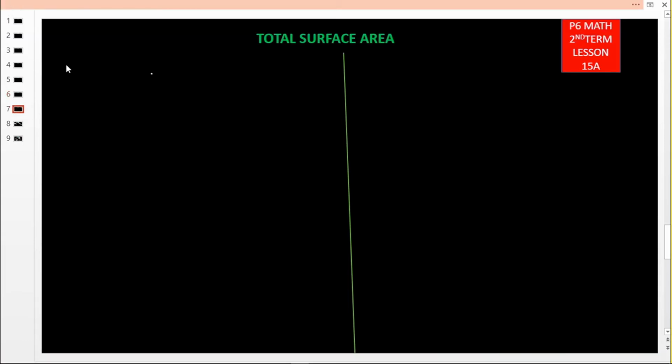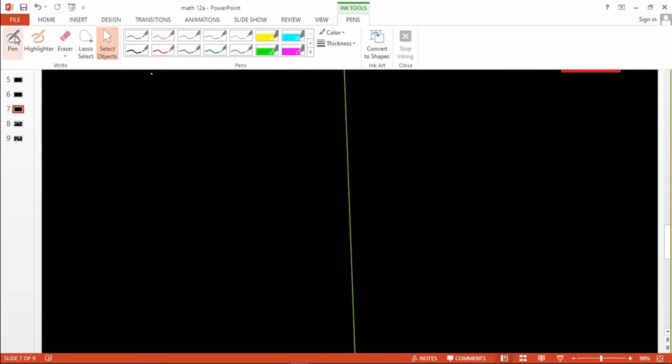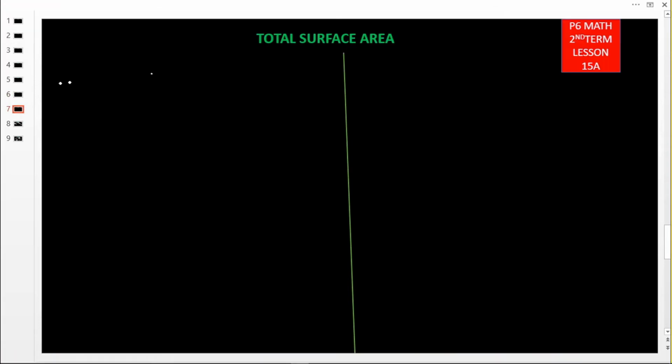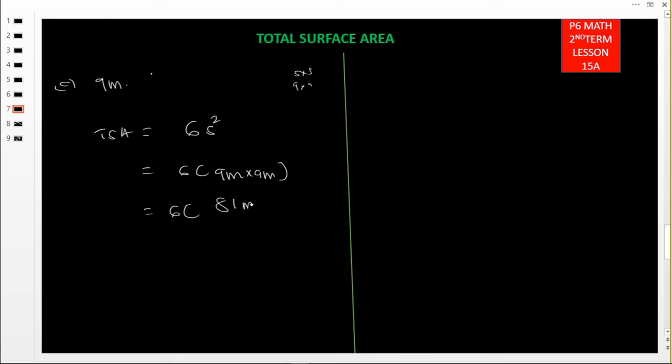Then part C, with 9 meters. So the total surface area of a tube is given by 6 sides squared. So this is 6 into side squared, that is 9 meters times 9 meters, because side squared is side times side, meaning that each side is 9. So this is 6 into 81 meters squared. So 6 times 81 meters squared.